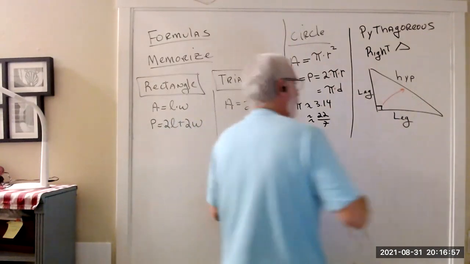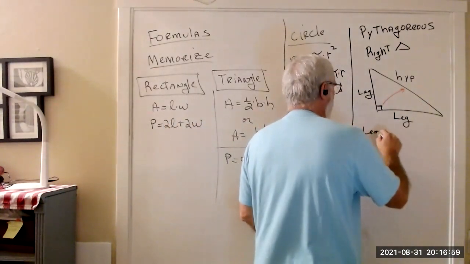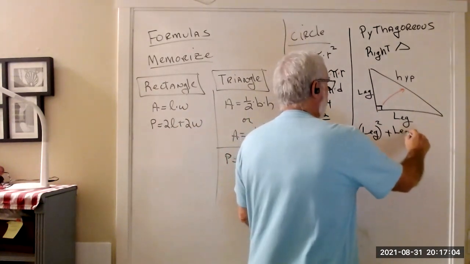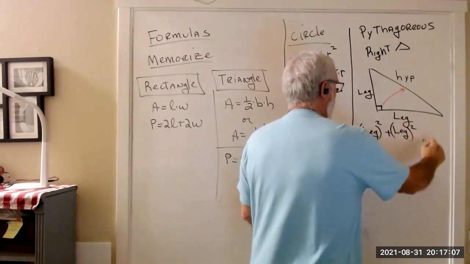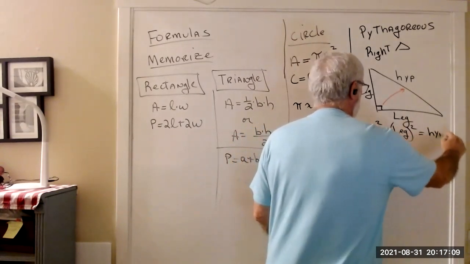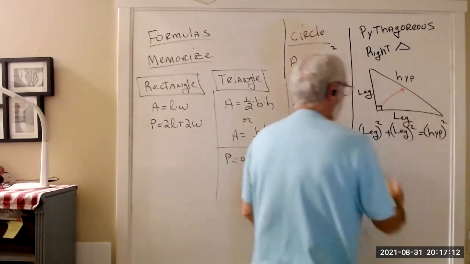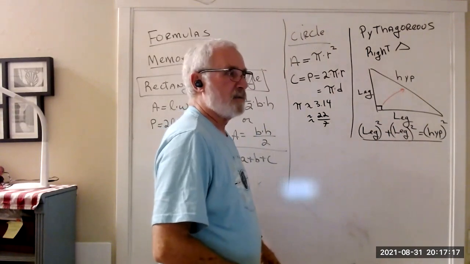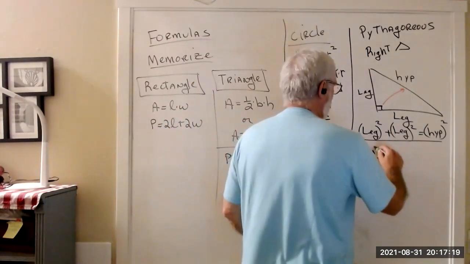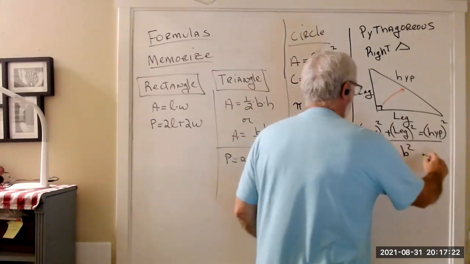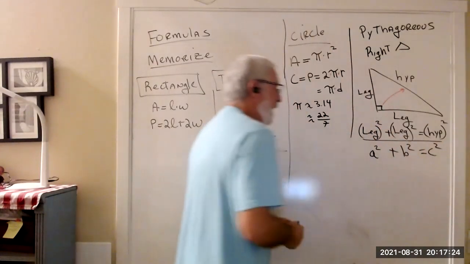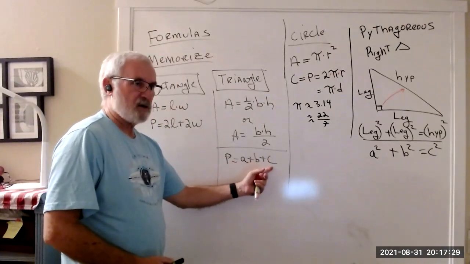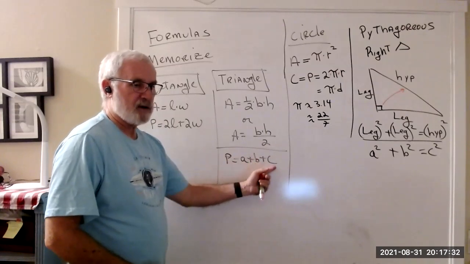So he figured out that if you take one of the legs, it doesn't matter which one, and you square it, and then you take the other leg and you square it, it will always equal the hypotenuse squared. Leg squared plus leg squared equals hypotenuse squared. Now, in high school, we taught that as a squared plus b squared equals c squared. And that comes back to this, what's the perimeter? A plus b plus c. Leg plus leg plus hypotenuse. Just add them all up.